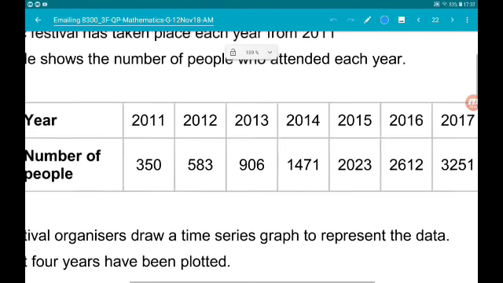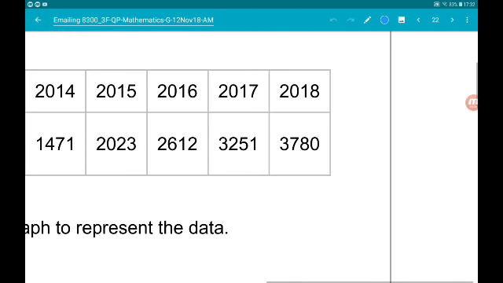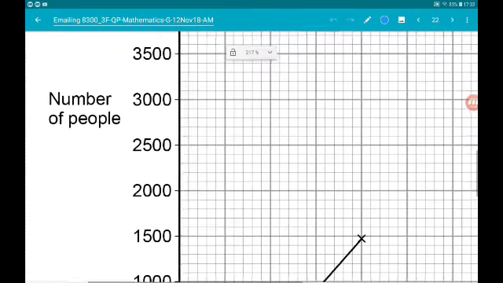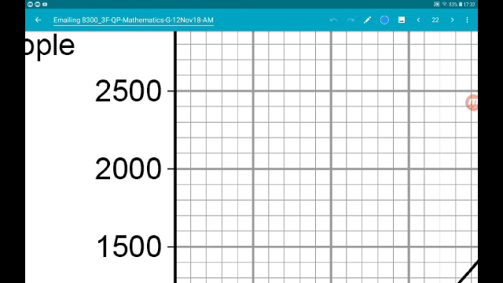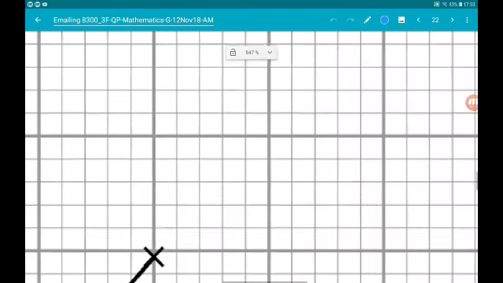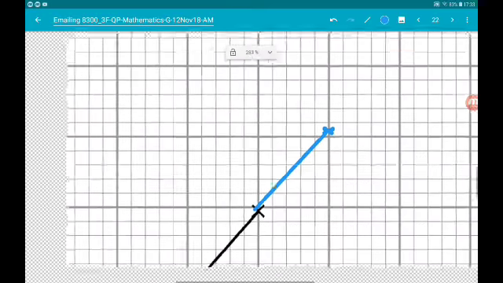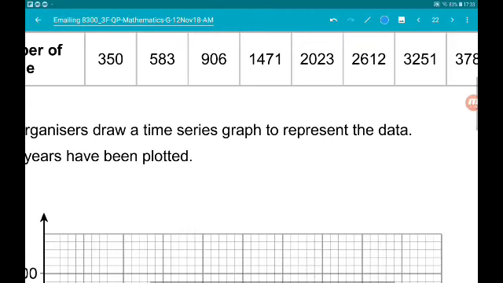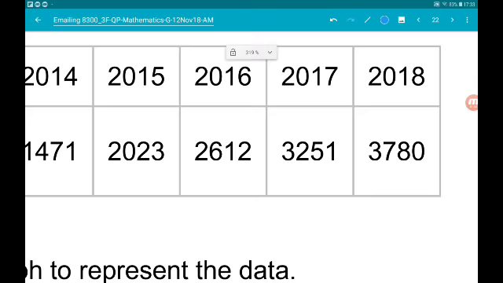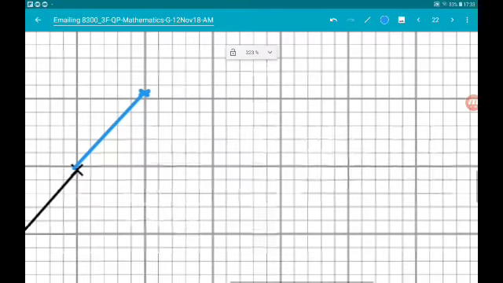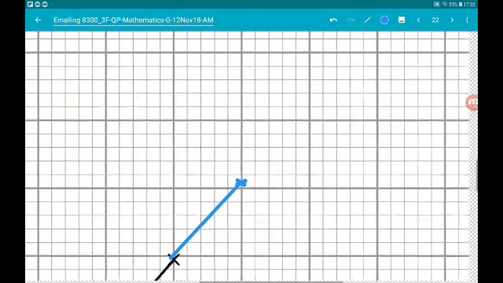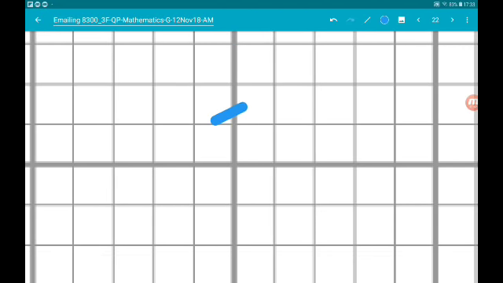Okay, so the first 4 have been done. So we need to start with 2015. Now that had 2,023 people. So the scale, the side, is 1 little square represents 100 people. So 2,023, it's going to be just above 2,000, so about there. Okay, then the next one. 2016 was 2,612. So it's 2,500, so it's just going to be above there.